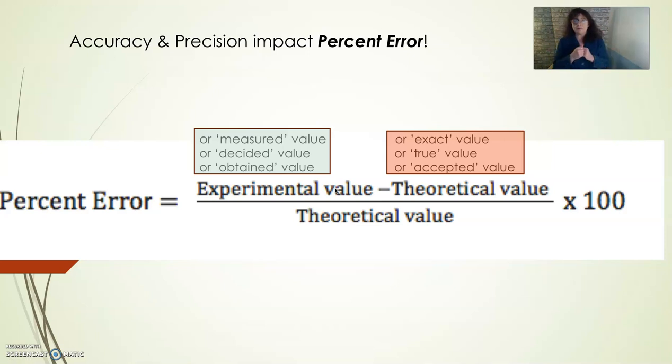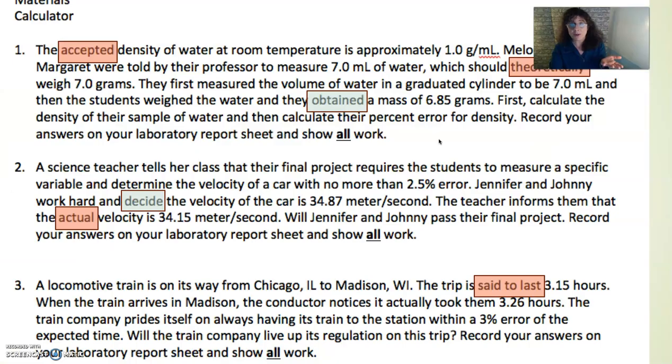You did the measuring. A decided value: your group decided that that was the value of your data. An obtained value: maybe you obtained it from someone else. The theoretical value is supposed to be the exact standard value, the true value, the accepted value. So that's some of the vocabulary you might see in the real world and in word problems. And I wanted to point it out to you.